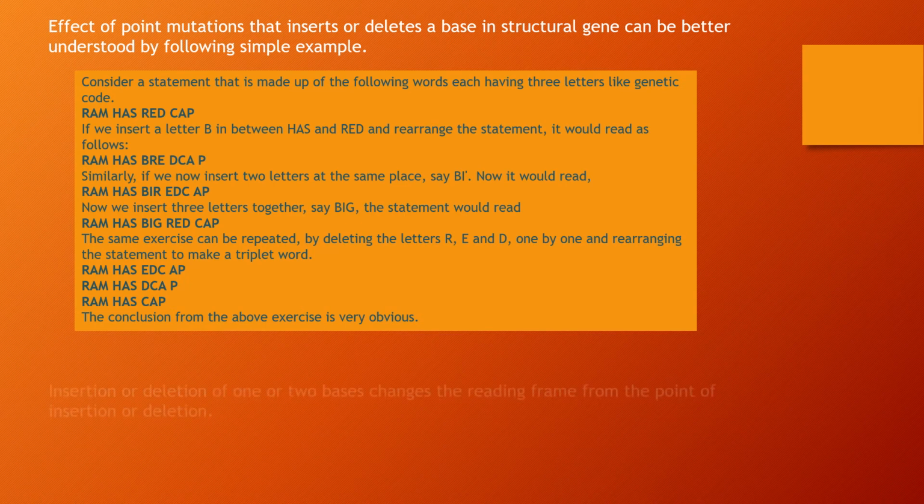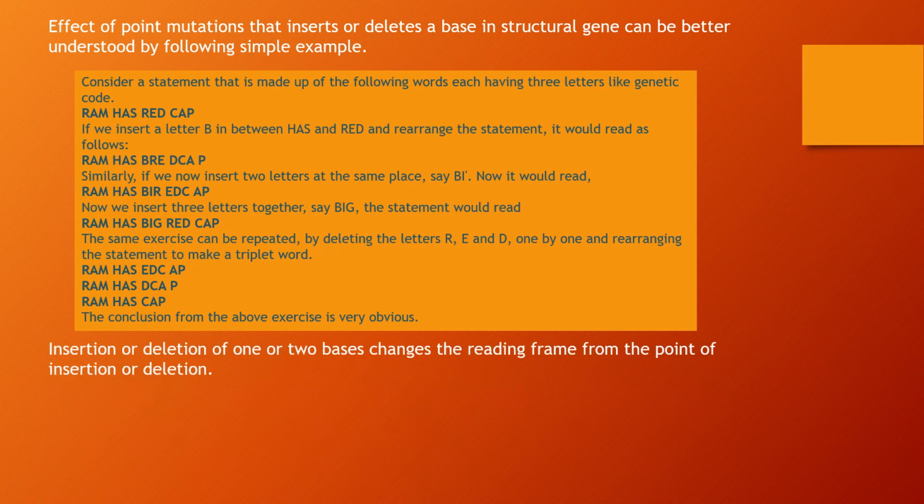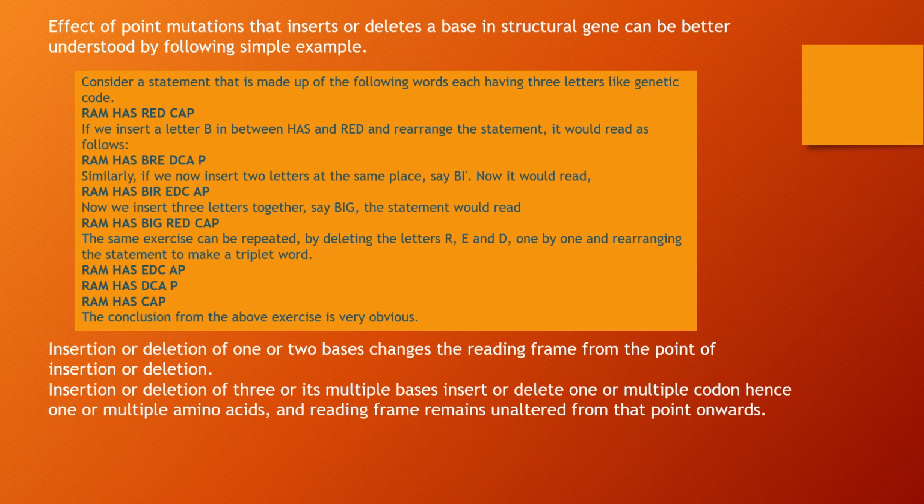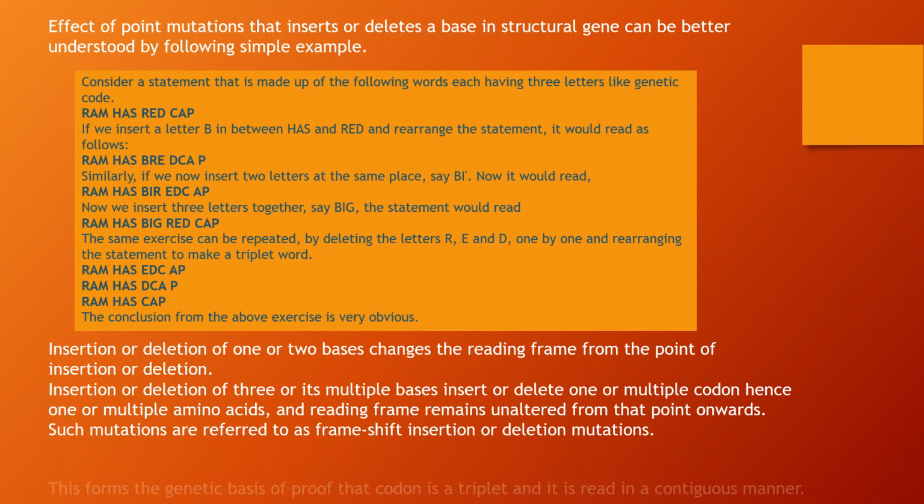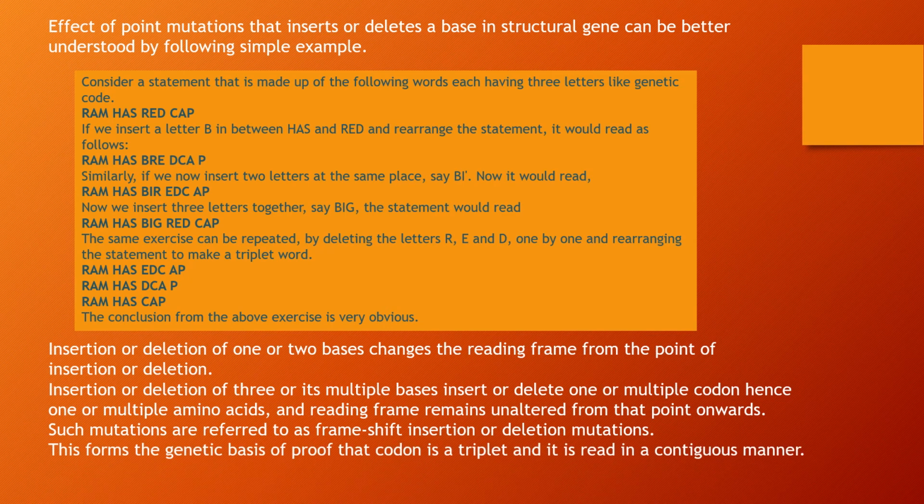Insertion or deletion of one or two bases changes the reading frame from the point of insertion or deletion. Insertion or deletion of three or its multiple bases inserts or deletes one or multiple codons, hence one or multiple amino acids, and the reading frame remains unaltered from that point onwards. Such mutations are referred to as frame shift insertion or deletion mutations. This forms the genetic basis of proof that codon is triplet and it is read in a contiguous manner.